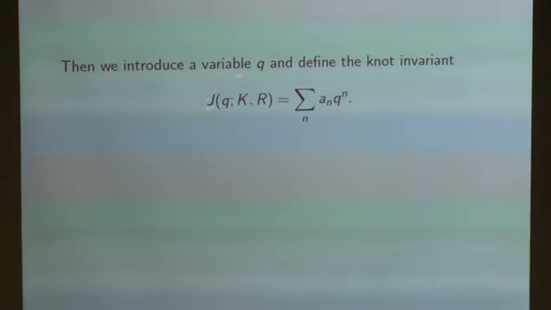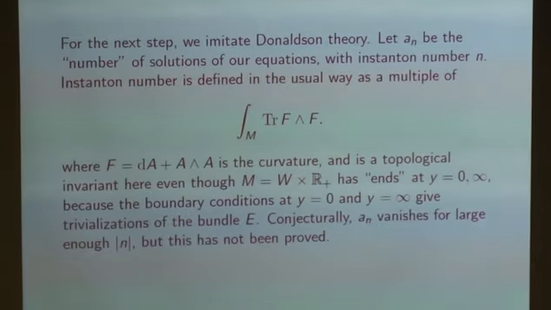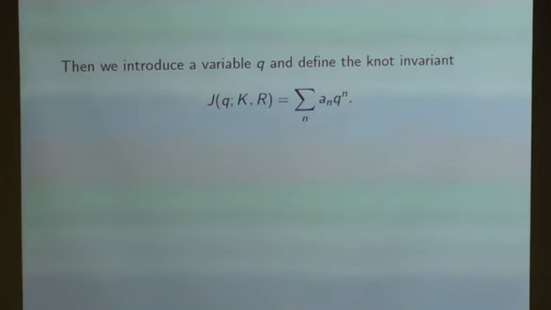Then we introduce a variable q, and we define a knot invariant. So the a_n is the number in quotes. You have to count solutions with certain subtleties as in Donaldson theory, the simplest being that an isolated solution is weighted by a sign. For physicists, the sign of the fermion determinant. So you suitably count the number of solutions, which gives a topological invariant. Topological invariant here means a knot invariant, because the knots enter the boundary condition. And then you form a knot invariant, which is a Laurent polynomial with the a_n for coefficients.